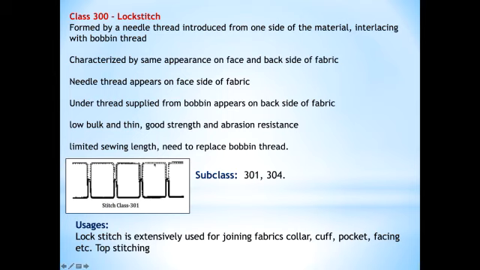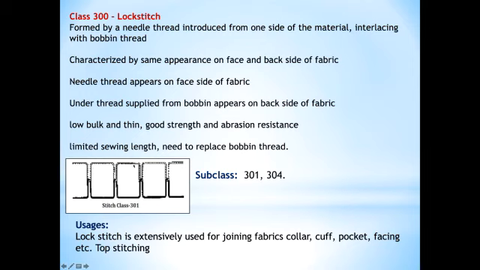One is the needle thread, which will make appearance on the face side of the fabric, and the bobbin thread, which will appear on the back side of the fabric. So this stitch is formed by two sets of threads, the needle thread and the bobbin thread. And the salient or the unique feature of this stitch is that it has the same appearance on the face and the back side of the fabric.